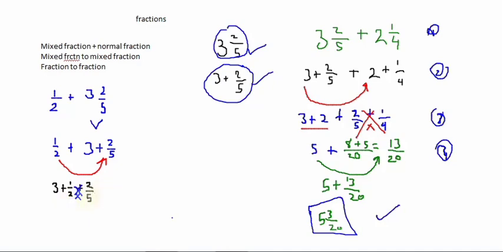We have 2 times 5 gives us what? 10. This is 10 here. Now up here, 2 times 2 is 4. Then 1 times 5 is what? 5. Now let's add them up. 5 plus 4 is 9 all over what? 10. So let's now work with this.